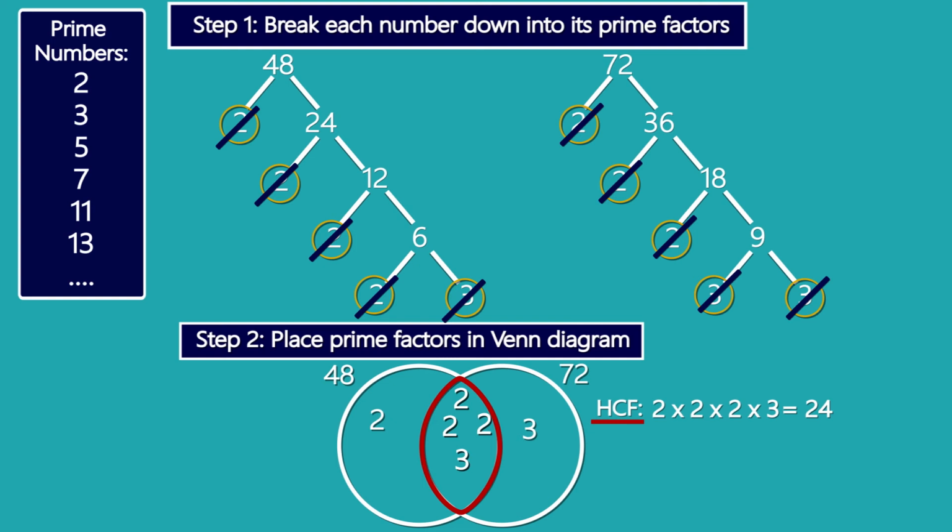So the highest common factor of 48 and 72 is 24. You could have found this out using the T method, again, as I showed at the start of this video, but that may have taken longer and you're more likely to make a mistake there.